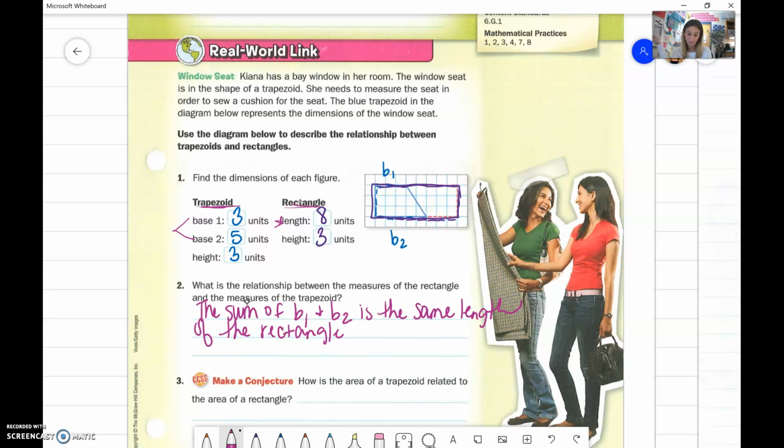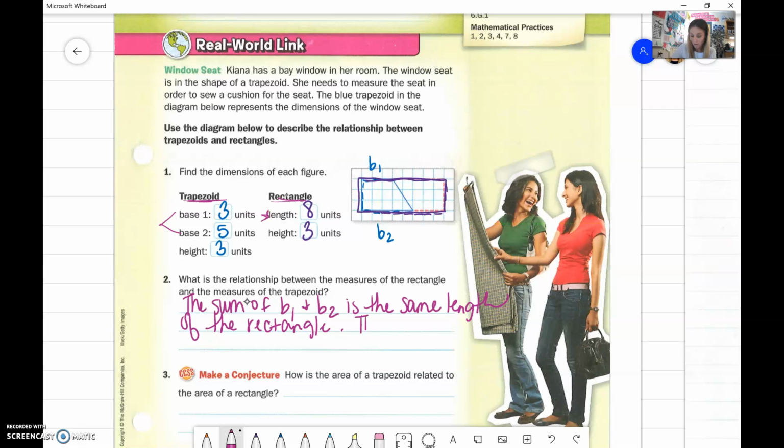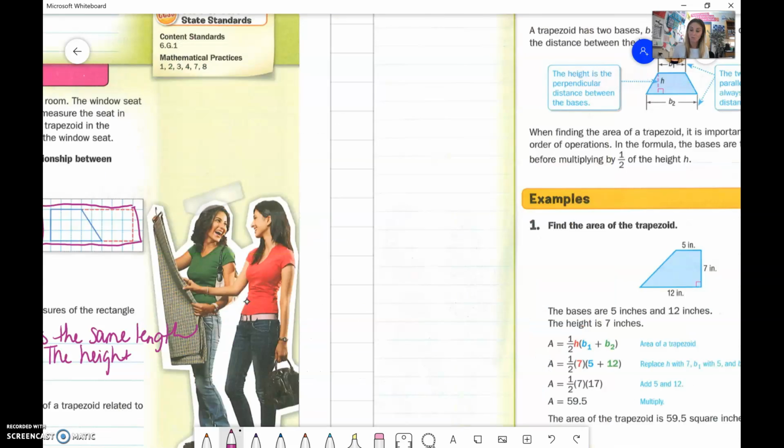Now take a look at the height. The height is the exact same. Going back to this picture, I'm going to erase it a little bit so you can see. What are you noticing? It's very similar to the triangle in relation to the parallelogram. A trapezoid is half of a rectangle. Keep that in mind when we go to the formula, because yes, of course, we have a formula.